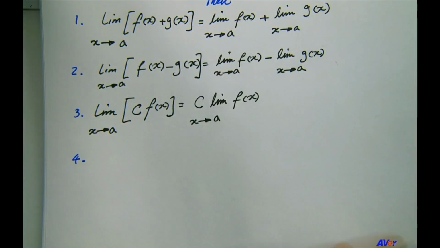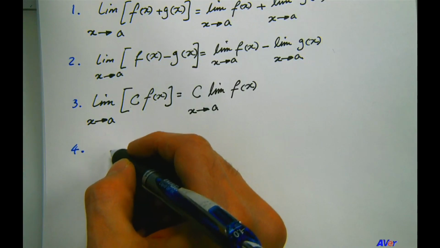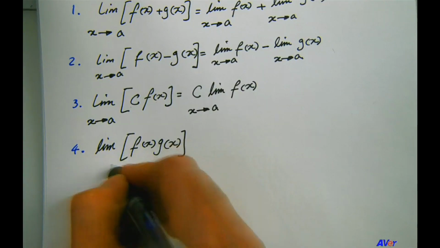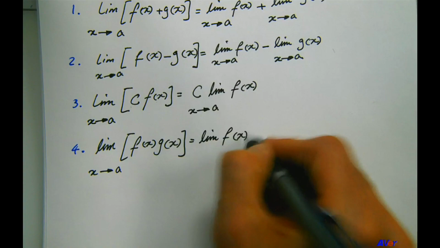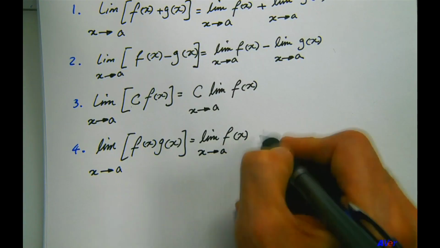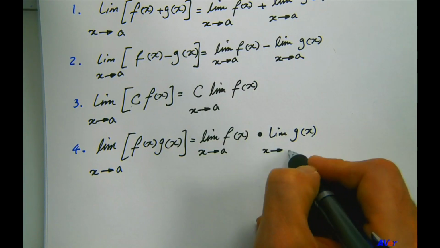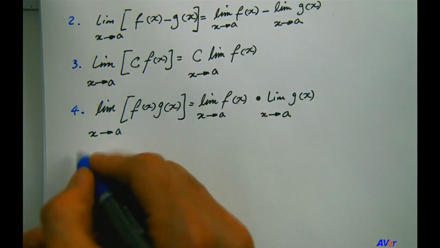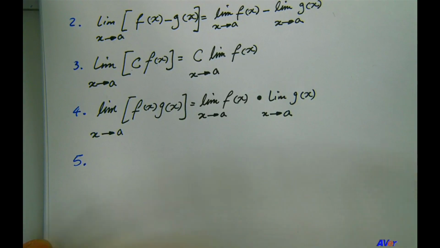So the next one: we've talked about addition, subtraction, and multiplying the limit of a function by a constant, and now we talk about the limit of the product of two functions. As you can guess, that is equal to the product of the individual limits of those functions, the limit of g of x as x approaches some value a. So in the first part we're going to introduce all these properties, and after this, we're going to use them.